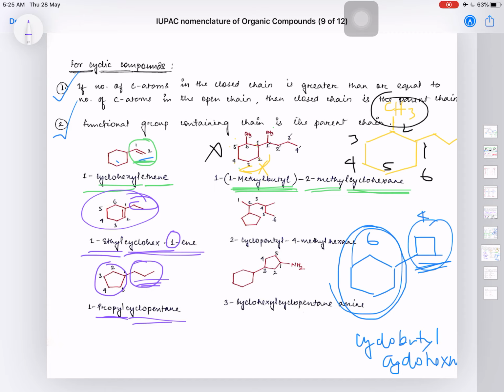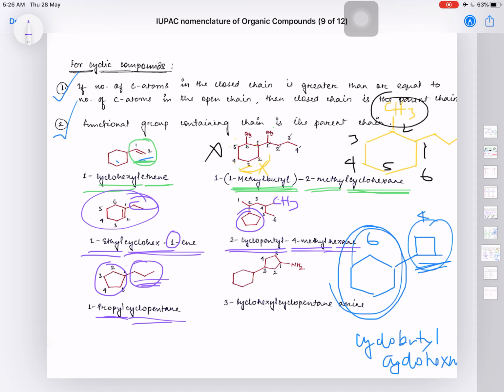So the chain has more carbons, so the ring will be the substituent. In the 2 position you have the ring, cyclopentyl, and in the chain you have a methyl group in the 4th position. Okay, this is a CH3. So this is 2-cyclopentyl, 4-methyl, and 6 carbons, so it is hexane.